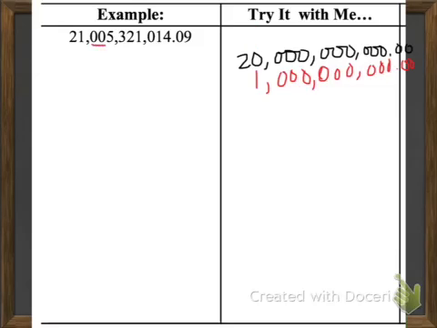The next group I have, I don't have any zeros, and I don't have any zeros here, but I see I've got the digit 5. It's sitting in the millions place. So I'll come over here and write what the value of it is, which is 5 times a million.